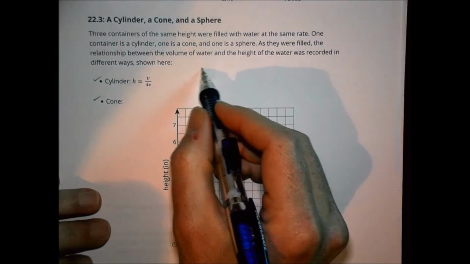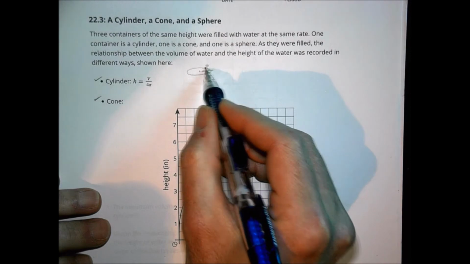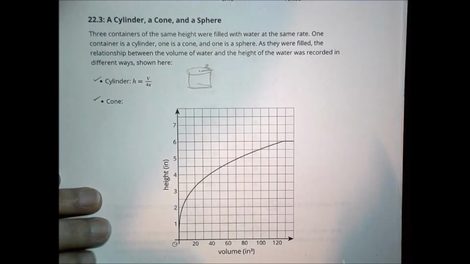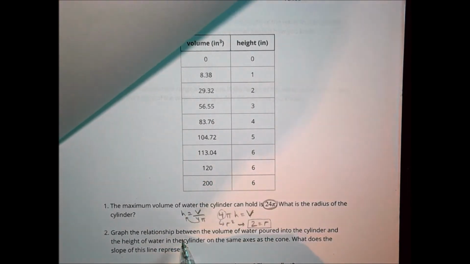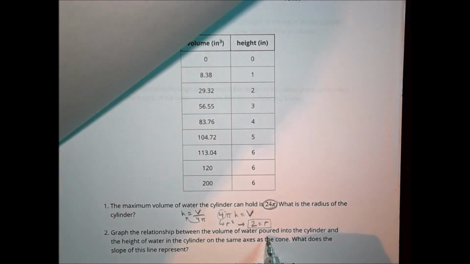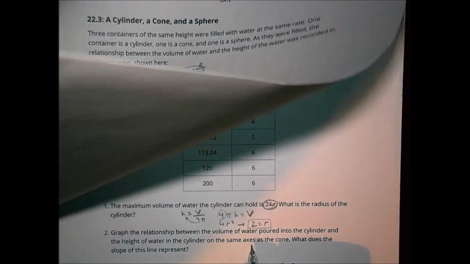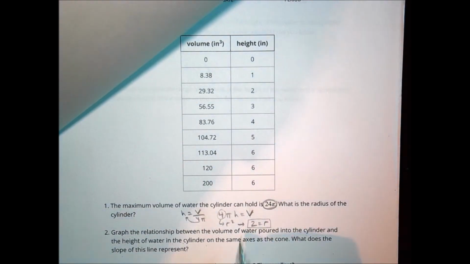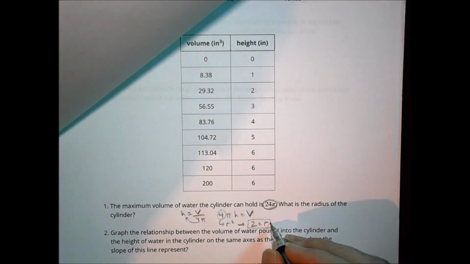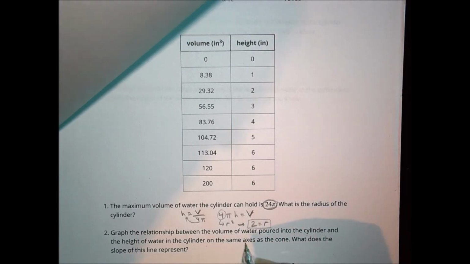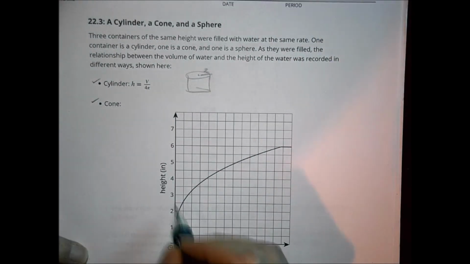We don't have a cylinder. We could draw one here if we want to just draw a picture of one. You don't need to, but it has a radius of 2. So it says graph the relationship between the volume of water poured into the cylinder and the height of water in the cylinder on the same axis as the cone. Okay, so to do that then we need to find out what the height is going to be. So if I use this value here, I can find out the height of the cylinder, which I would need to fill in with the graph here.